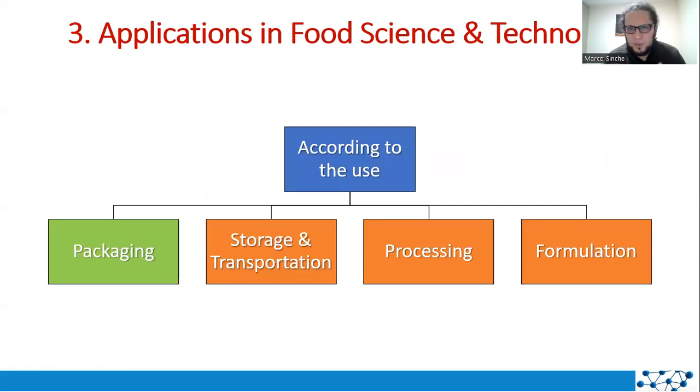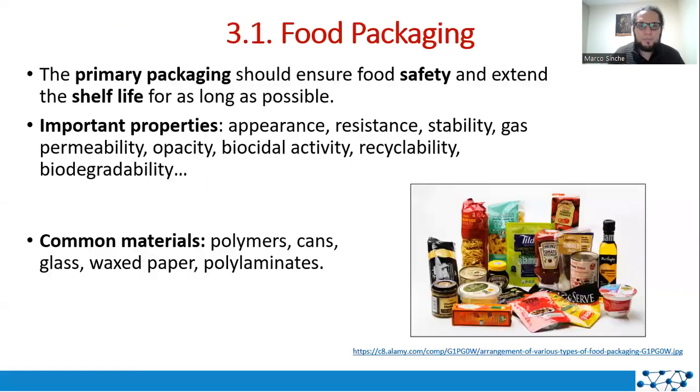Regarding the applications in food science and technology, there could be many uses, but in this map we could see 4 of the most important. In this presentation, I will put more emphasis on packaging, but I will also talk a little bit about storage and transportation, processing, and formulation.